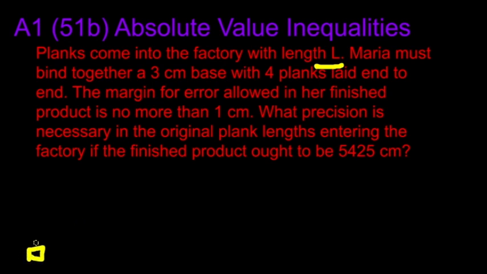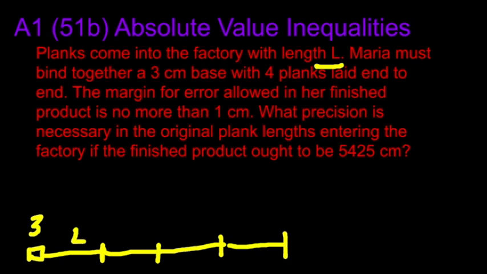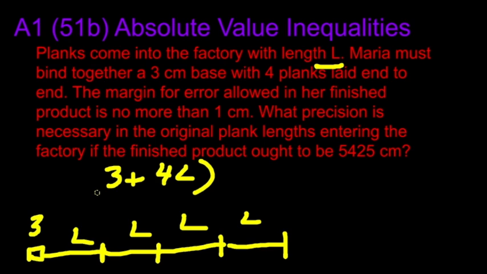All right, there's a couple different ways that you could set up this situation. Basically, we have this 3 centimeter base, and then connected to it, we have 4 pieces. Each has a length L. Okay, so my total length then is going to be 3 plus 4 times L, right? That'll be the total length of my finished product. Okay, we're allowed to have no more than 1 centimeter error. We're supposed to be this big.